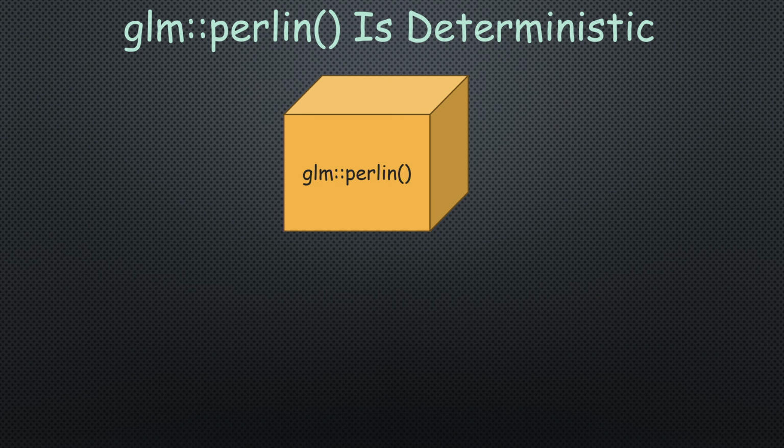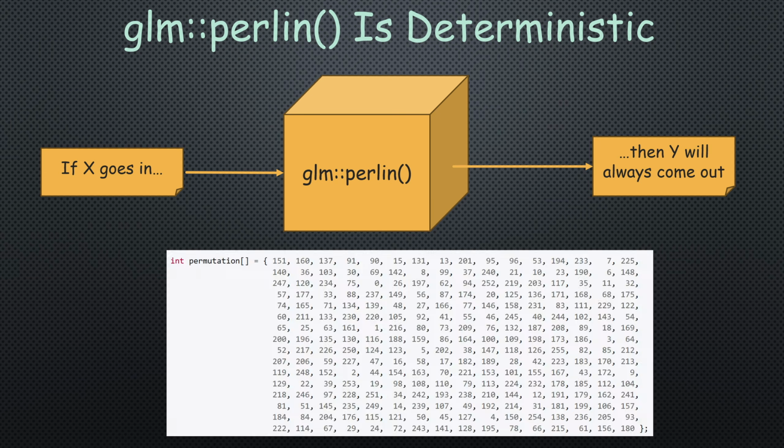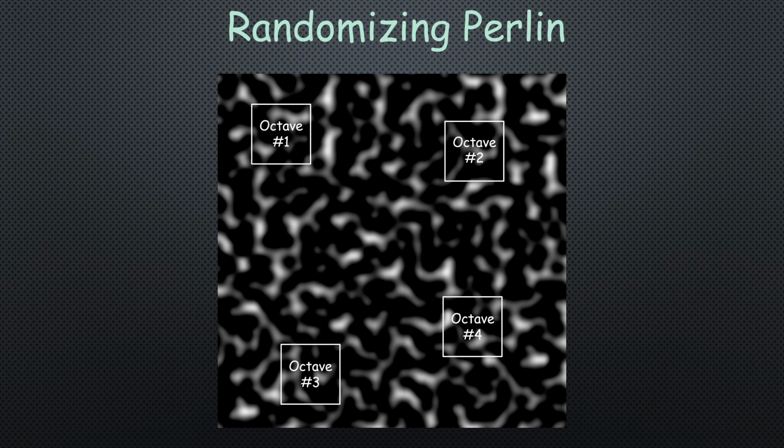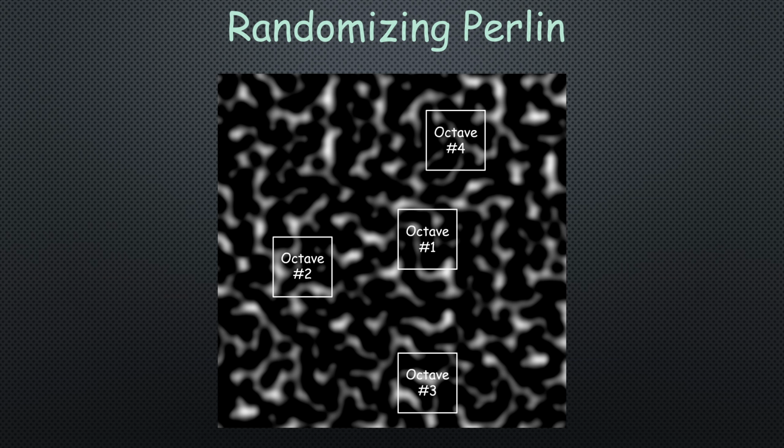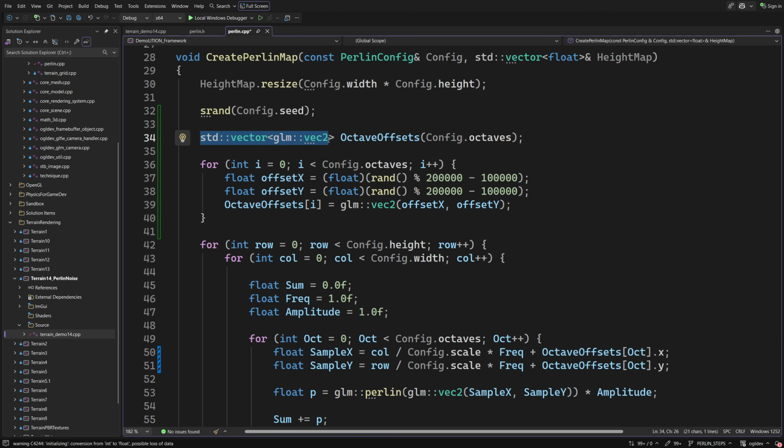What we are missing is randomness in the results. GLM Perlin is completely deterministic and relies on a hard-coded array of pre-calculated numbers called a permutation table. To get random results, we are going to move each octave to a different location in the infinite noise field. We do that by generating a vector of vec2 elements, one element per octave. Each element is a 2D coordinate, which is randomly initialized using a very large range. These elements are used as base offsets to the coordinates.